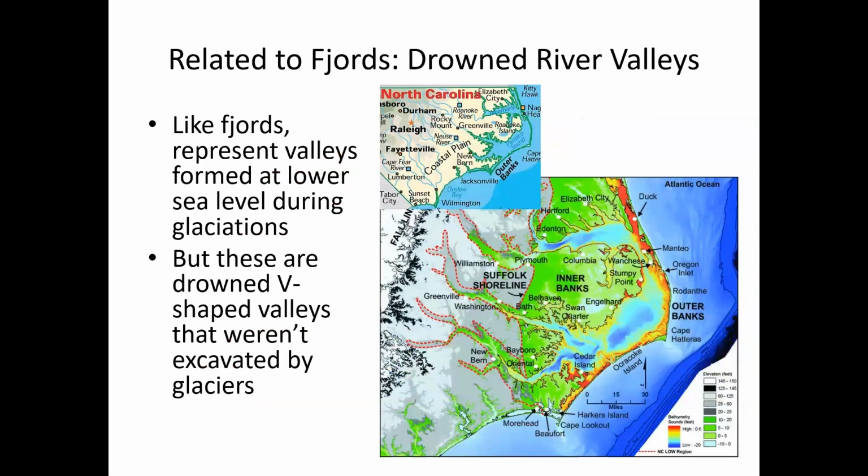Related to fjords, but not exactly identical, are these things called drowned river valleys. So in other places, like this is the coast of North Carolina, the Outer Banks are here, and you have this system of drowned river valleys that I'm outlining now. Those were not glacial valleys. They were V-shaped valleys formed by streams, but they were around, near, slightly above what sea level used to be, but they've been drowned since sea level rose.